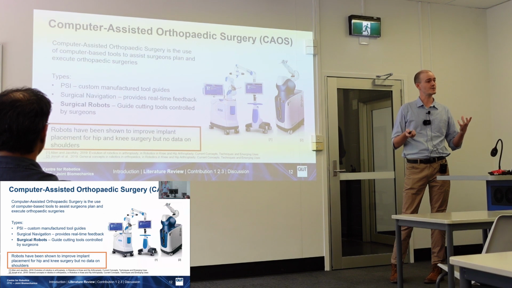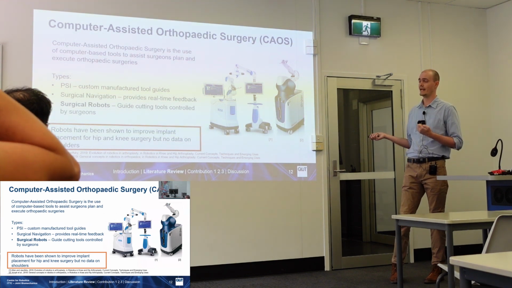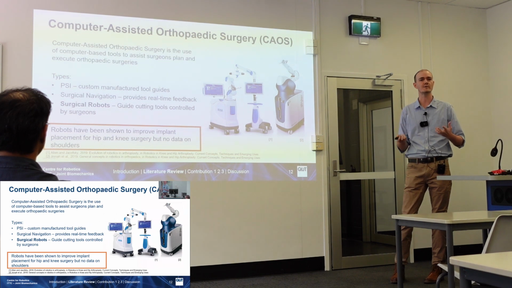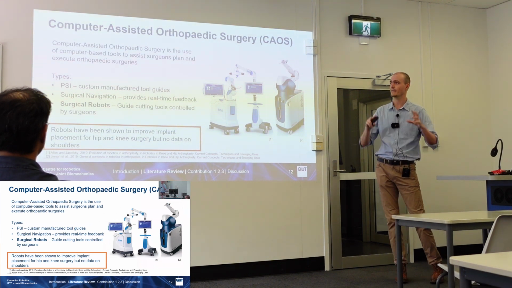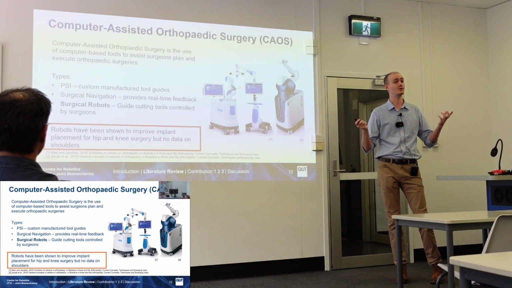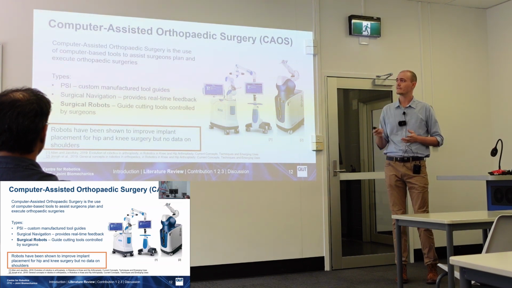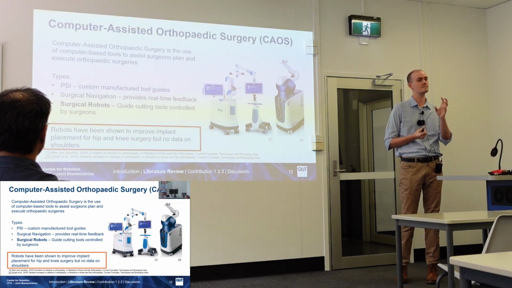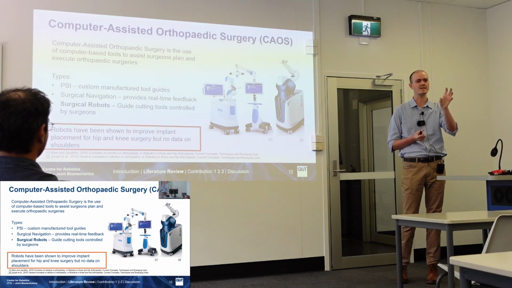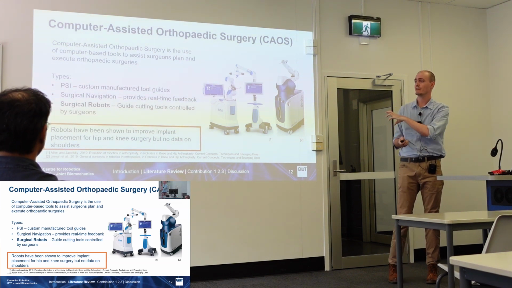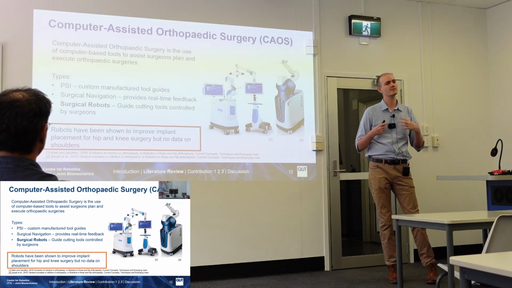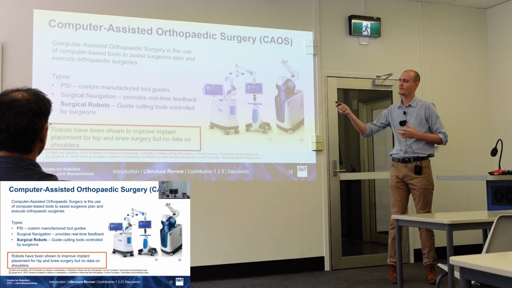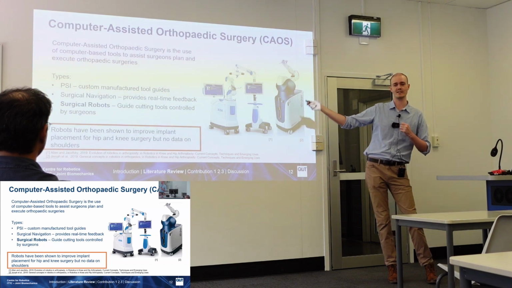So this idea of using computer-based systems to help surgeons plan and execute orthopedic surgeries is not new. It's been around for a number of decades now. And the catch-all term for these systems is computer-assisted orthopedic surgery. There's a few different types of these systems. We have patient-specific instruments, which are custom manufactured tool guides that clip onto a bone in one specific way. We have surgical navigation systems. These provide real-time visual feedback to the surgical team on the positions of tools and the patient relative to the preoperative surgical plan. And then we have surgical robots, which is what we're particularly interested in because robots are cool.